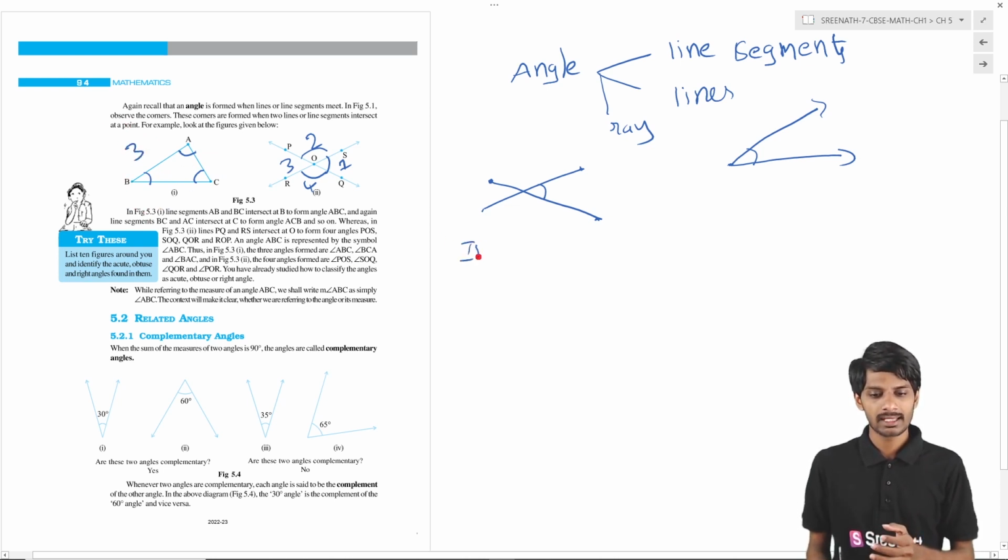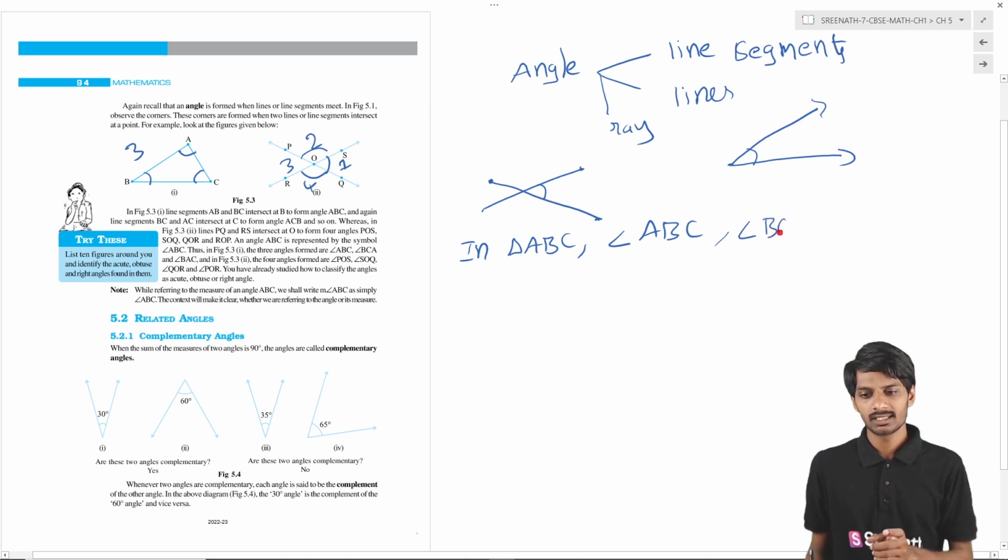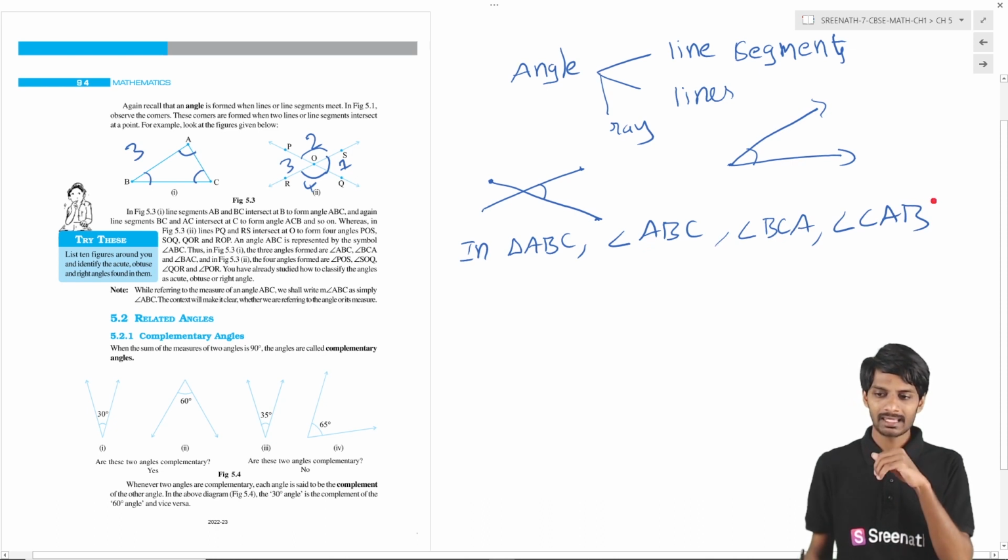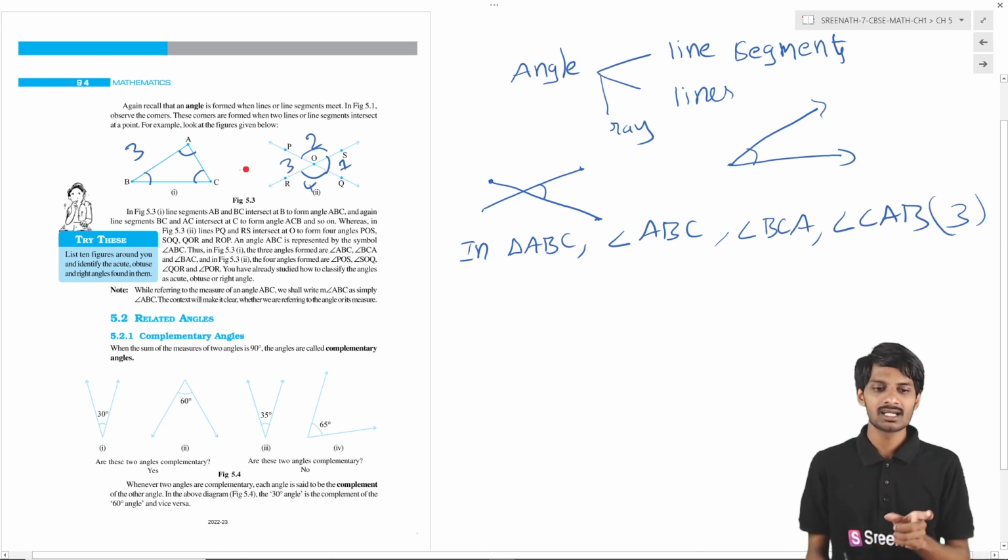In triangle ABC, what are the angles, students? That is angle ABC, after that angle BCA, after that angle CAB. So these are the three angles. How many angles total? Three angles in a triangle.